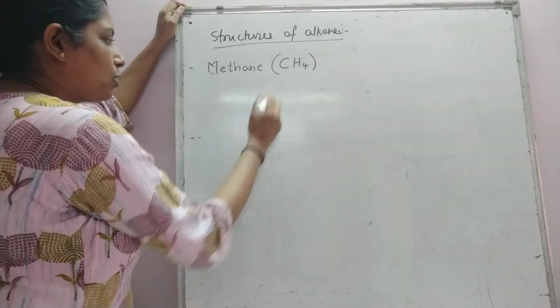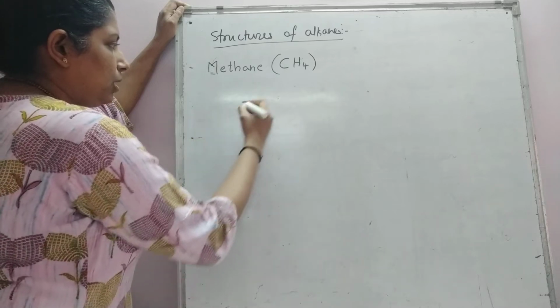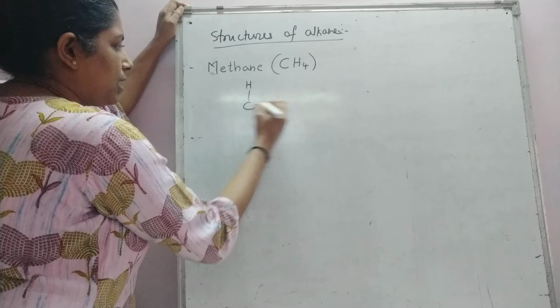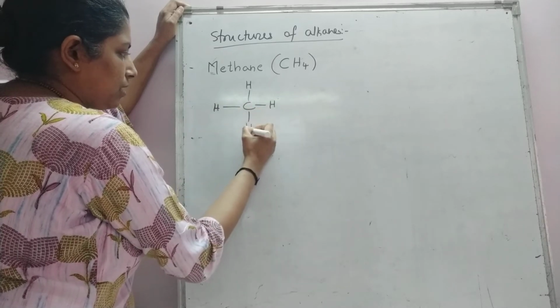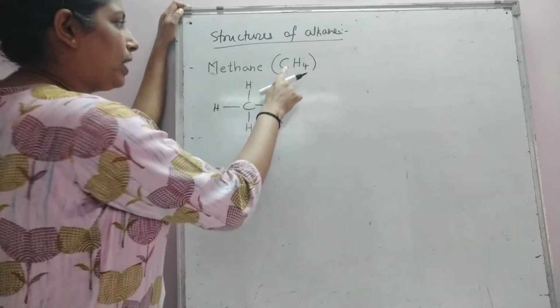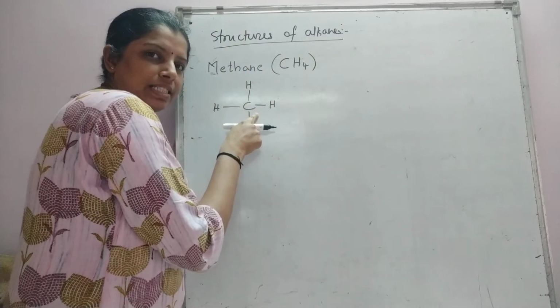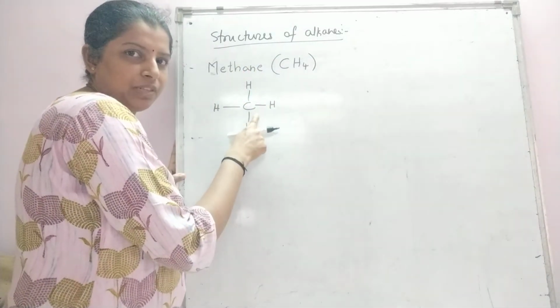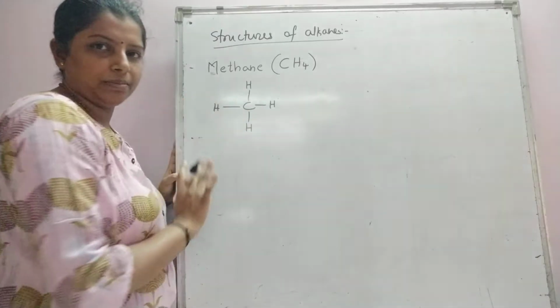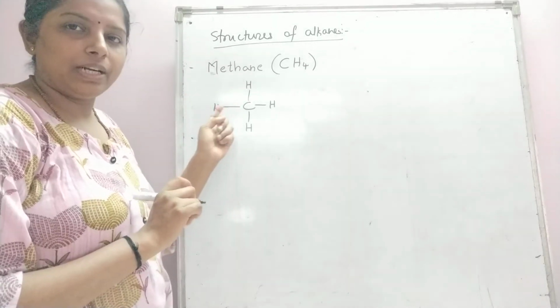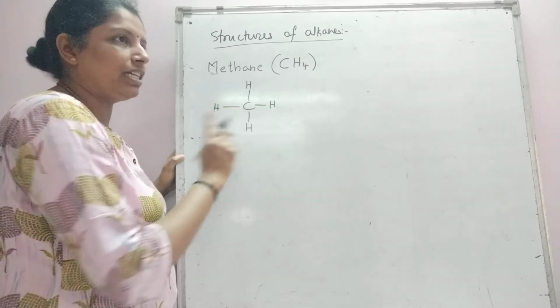So methane has one carbon atom which is bonded to 4 hydrogen atoms. You can write the structure like this. It has one carbon atom. This carbon atom is called the central element. It has to be written at the center. The central element, carbon, is bonded to 4 hydrogen atoms by single bonds. Since it is an aliphatic saturated hydrocarbon, the carbon atom will have single bonds around it.